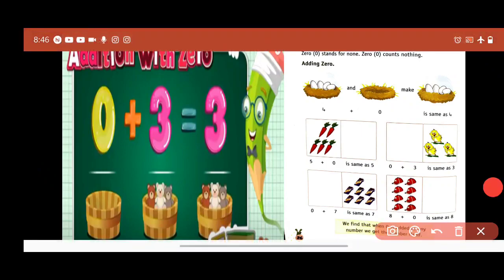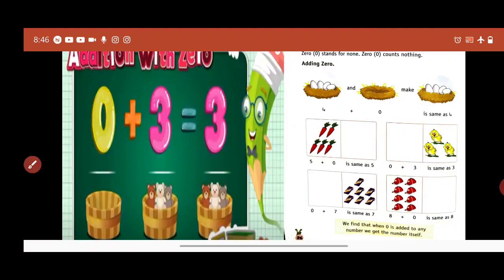Over here there is a basket and there are different teddies kept in the basket. Over here there are no teddies kept. See, 0 teddies kept, so we are writing 0 over here. Plus how many teddies? This side 3 teddies. So whenever you add 0 to any number, so total there are how many teddies? 3 only, because here there is no teddy, no? So only 3 teddies we have.